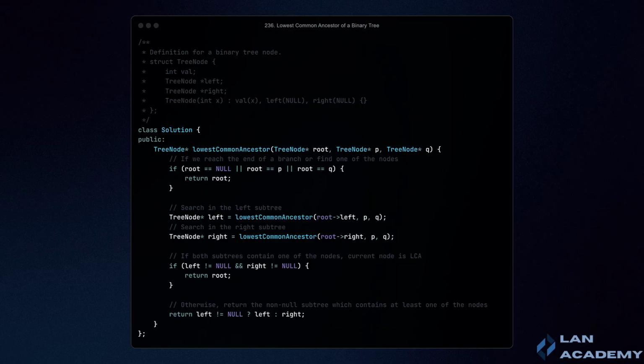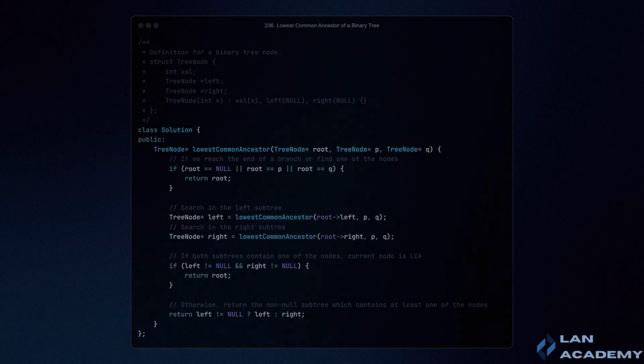In summary, our solution involves recursively traversing the binary tree to find the lowest common ancestor of two given nodes. By checking each node and its subtrees, we can determine the node that serves as the lowest common ancestor, ensuring a correct and efficient solution to the problem. This recursive approach, combined with the structural properties of binary trees, allows for an elegant and effective solution to finding the LCA in a binary tree.